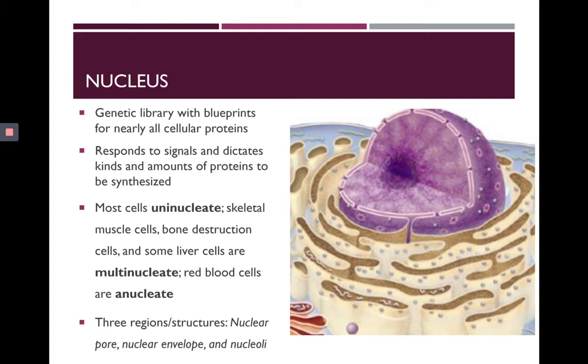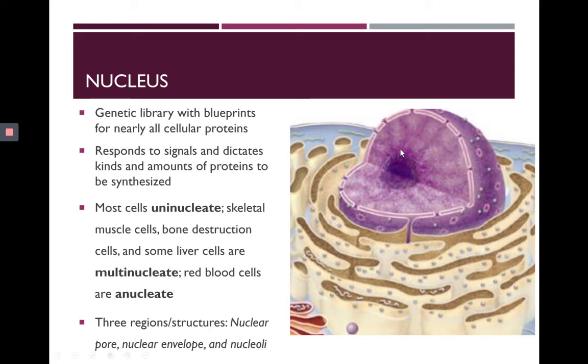Most cells just have one nucleus, which is called being uninucleate. If you have more than one, if it's just two, sometimes that's binucleate, but multinucleate is more commonly used, which is more than one nucleus. And some cells, very early on in their development, get rid of their nucleus, and the red blood cell is an example. So red blood cells are anucleate, meaning they do not have a nucleus. There are three basic regions to the nucleus: the nuclear pores, nuclear envelope, and the nucleoli.